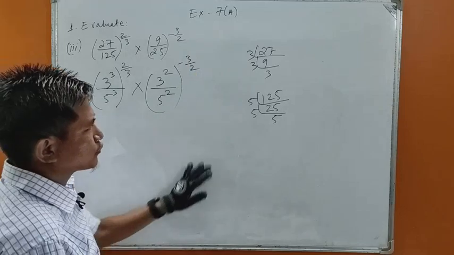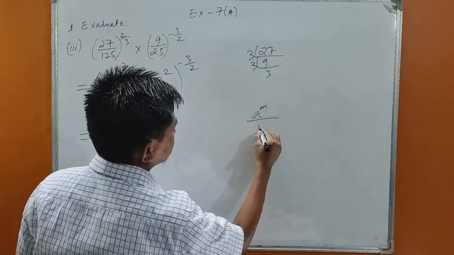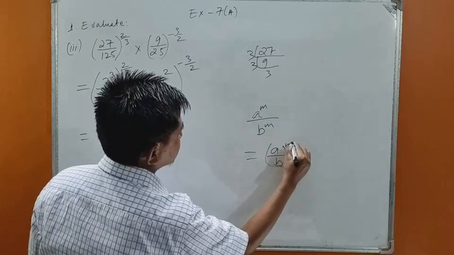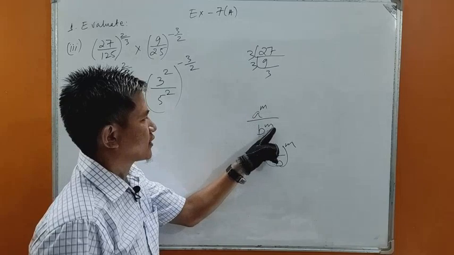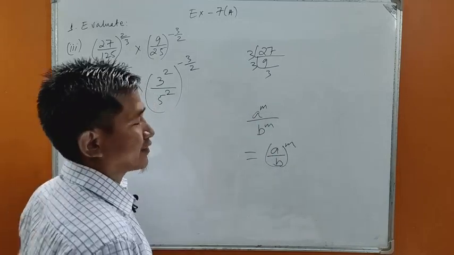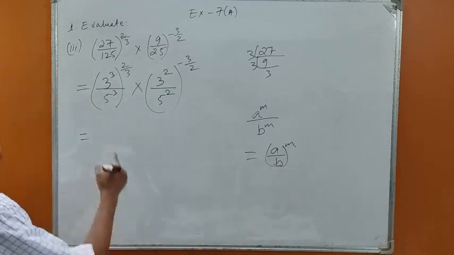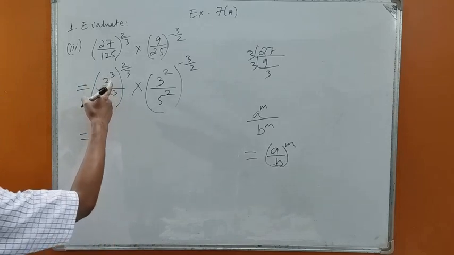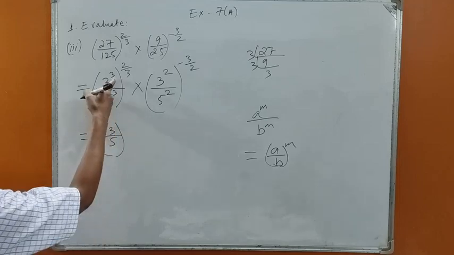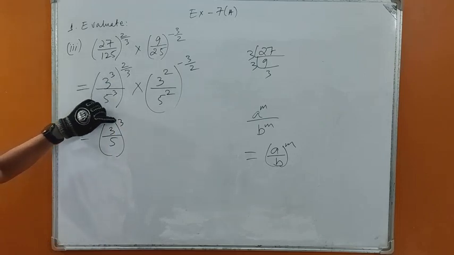Now, since we have seen the rule earlier that if a to the power m upon b to the power m, then we can write a upon b whole to the power m, isn't it? If the powers are same, the numbers can be written within the bracket and the power is written only once. So this 3 and 3, the powers are equal. So let's write 3 upon 5 and whole to the power, this 3 and this 3, we write 1 3.